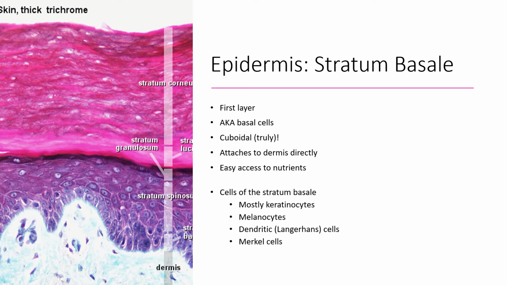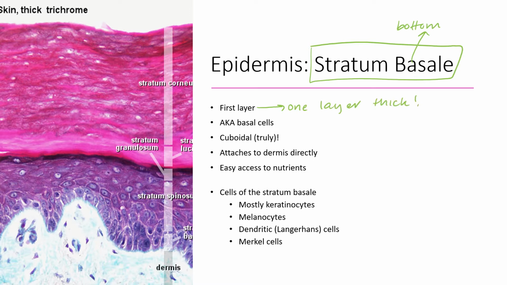Now that we know basically where the skin is and what it does, let's talk about the layers of the epidermis. The first layer, the deepest layer, is the stratum basale. Basal should imply it's the bottom. It's adjacent to the basement membrane, right? This is the first layer, and it is only one layer thick.